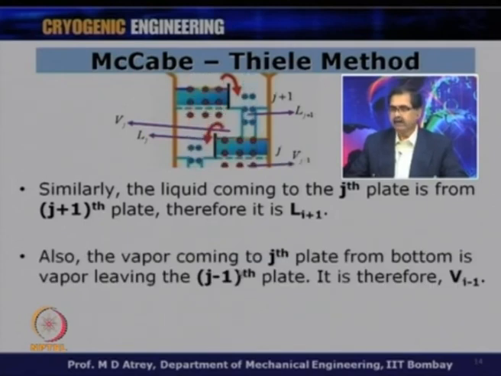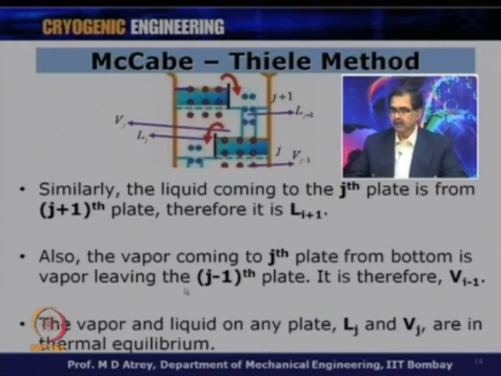Also, the vapor coming to the jth plate is coming from the bottom. The liquid comes from the top, the vapors come from the bottom. So, what is that vapor coming from the bottom? It is the vapor leaving the j minus 1th plate. So, the vapor coming to the jth plate from the bottom is the vapor leaving the j minus 1th plate and therefore, it is called Vj minus 1. Let us just revise. For any plate, Lj and Vj are the liquid and the vapor leaving this plate. This plate receives liquid Lj plus 1 and vapor Vj minus 1.